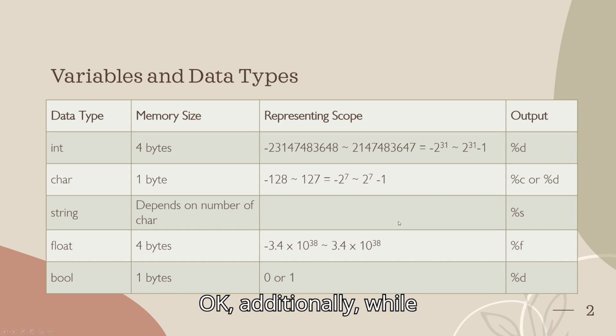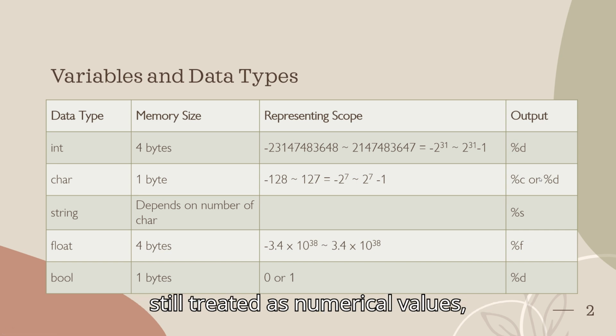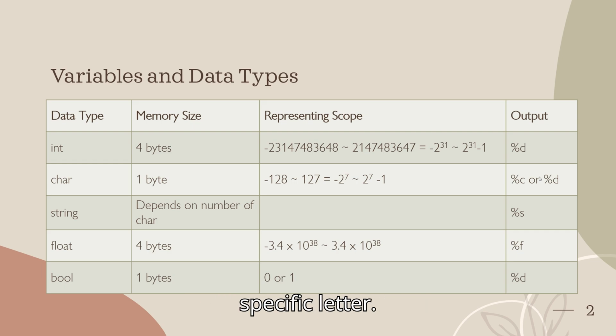Okay? Additionally, while characters visually represent letters, in machine processing, they are still treated as numerical values, known as ASCII codes, with each ASCII code representing a specific letter.